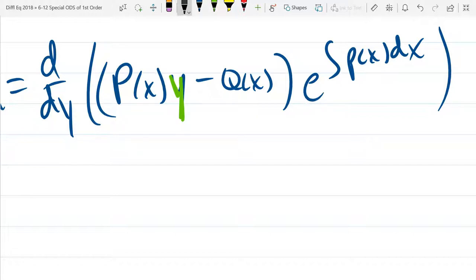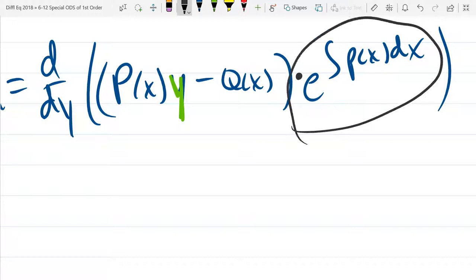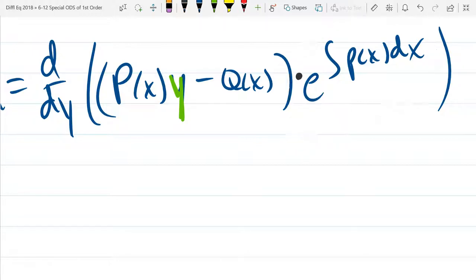So let's go ahead and do the derivative. I don't need to do a product rule here because the second term is a constant with respect to y. So I just have the constant multiple rule that I'm using right here. Any questions on that? So we're going to get, constant multiple just moves down.